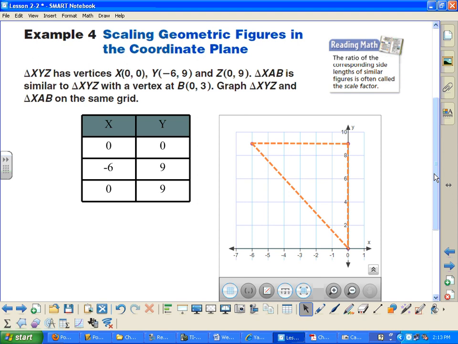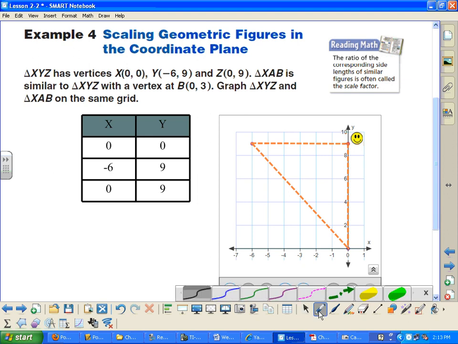It has vertices at the origin, 0, 0, down here, and at negative 6, 9, which is over here, and back here at 0, 9. So this triangle XAB is similar to triangle XYZ with a vertex at B at 0, 3. All right, so we've got to add that vertex in here at 0, 3. It says graph XYZ and XAB on the same grid.